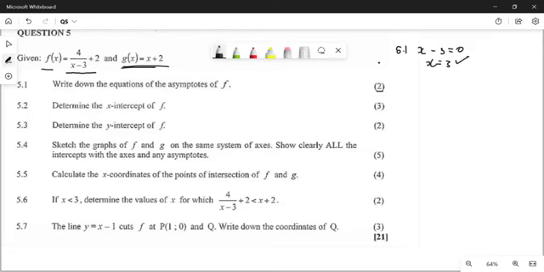Okay, let's get the other one then. y, and then y is 2. y is going to be equal to 2. And then yes, we got our 2 marks. Now, the next question, they say, determine the x-intercept of f. So we're using f still. What will be the x-intercept of f?